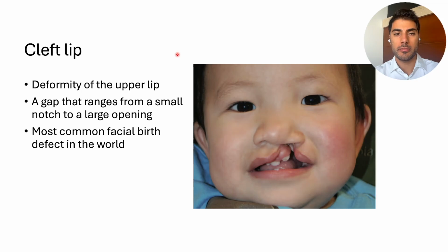So first we'll start by defining a cleft lip. So obviously it's a deformity of the upper lip. It can be a small notch or it can be very wide. It's the most common facial birth defect in the world.